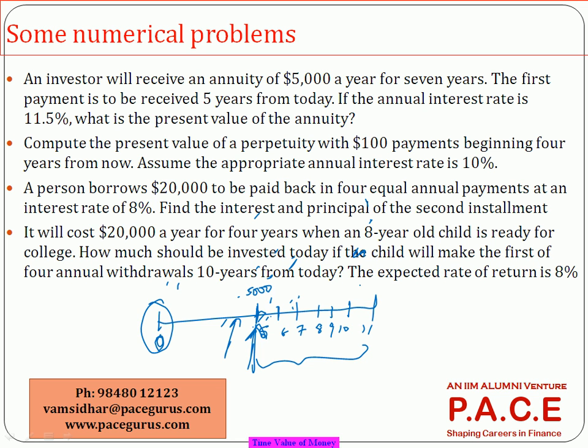Right? So in this case, perpetuity also we do the same. Though the calculation is PV is 100 by 10%, which is 1000. But this 1000 is not the PV as of today. In the timeline, after 4 years. So this is 1000.